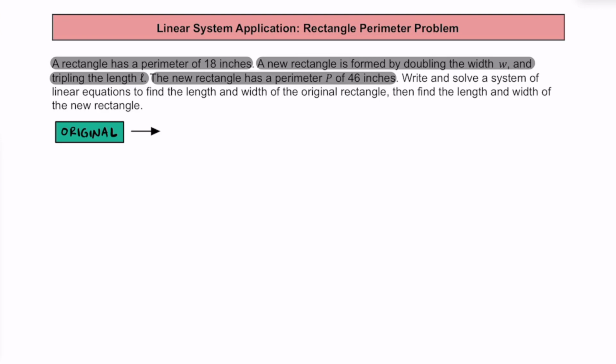Alright, so for the original rectangle, how are we going to show the perimeter of that? Well, remember, the perimeter of a rectangle is going to be 2 times whatever the length is, plus 2 times whatever the width is. So if we're told in the problem that the perimeter of this rectangle is 18 inches, let's replace P with 18 and say 18 is equal to 2L plus 2W.